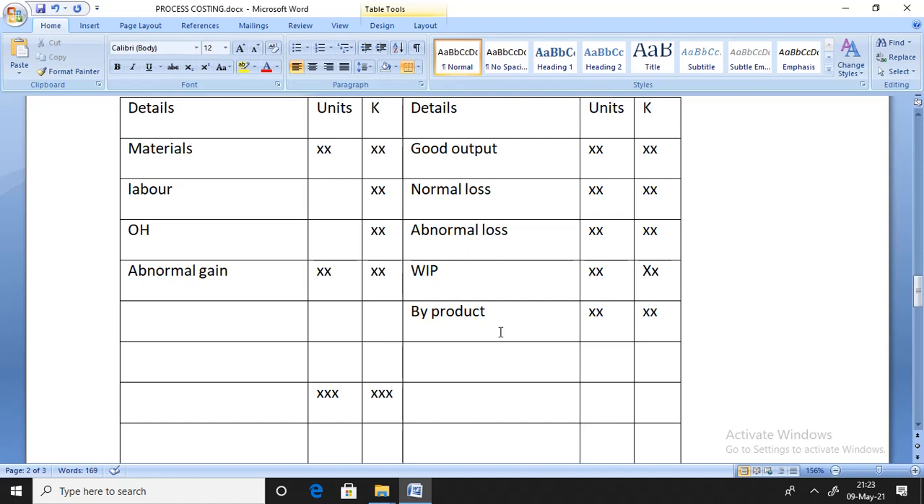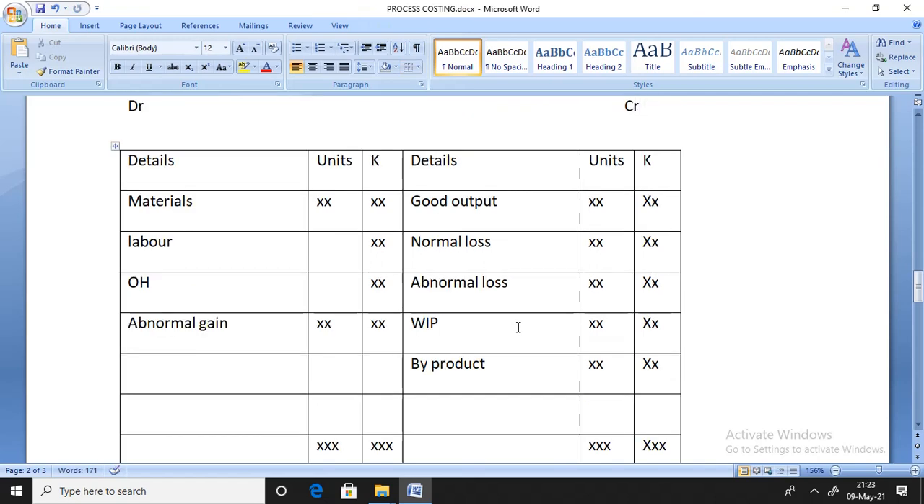What you need to have at the end of the day is that your debit side and the credit side must be equal in terms of the number of units and the value. So that's how the process account looks like.